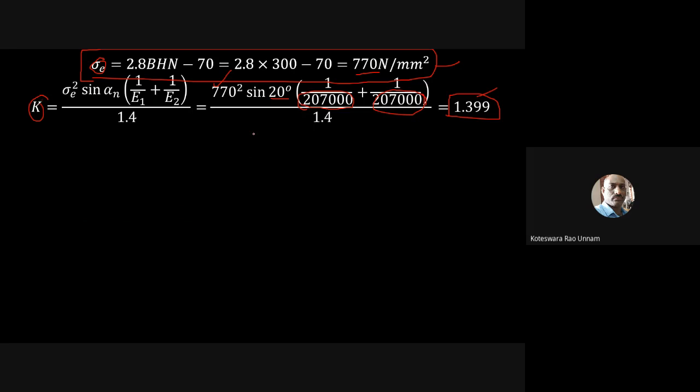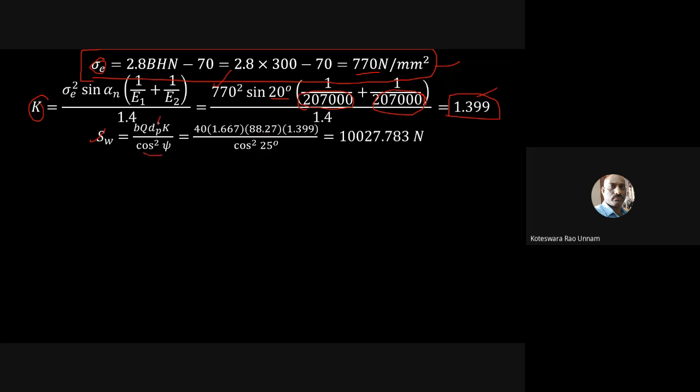Once you have K, you know everything in the formula for SW, so you can calculate the wear strength. Wear strength SW is nothing but B Q dP K divided by cos square psi. Here there is a mistake, it is dP dash. Then you'll get 40 into 1.667 into 88.27 into 1.399 divided by cos square 25 degrees. If you substitute that, we get 10,027.783 newtons.